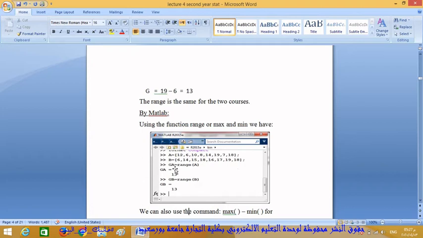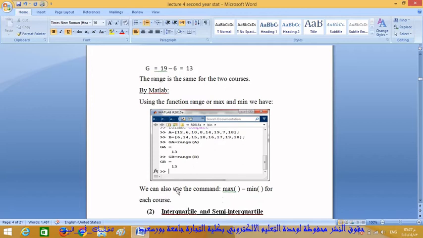Range for A equals range of A. So the range for A is 13, and also the range for B equals range of B equals 13. So the range is the same for the two data sets. We can also use the command max minus min for each course. Okay? The result will be the same.